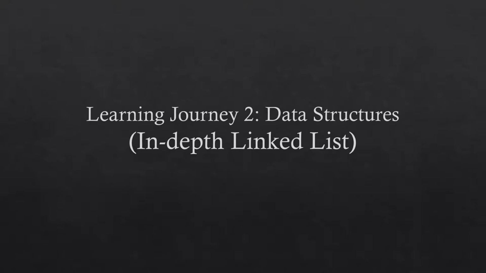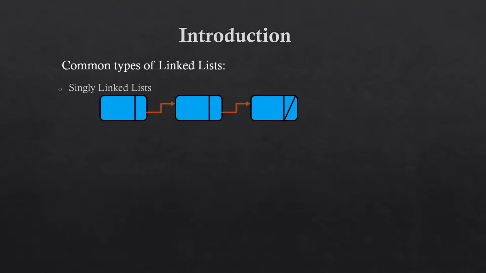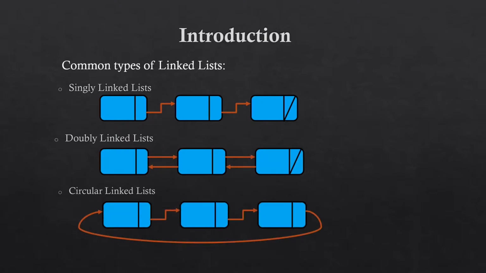This is Learning Journey 2, an in-depth overview on linked lists from the previous video. Before getting into the details, there are three common types of linked lists: a singly linked list, a doubly linked list, and a circular linked list. It is important to know that the precondition for adding and removing is to check if the list is null for sorting and/or null pointer purposes.